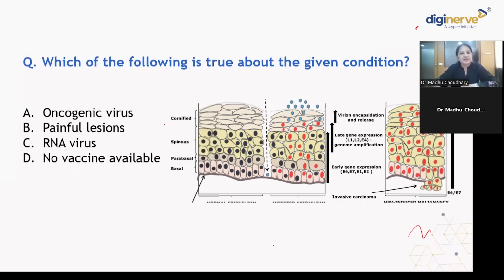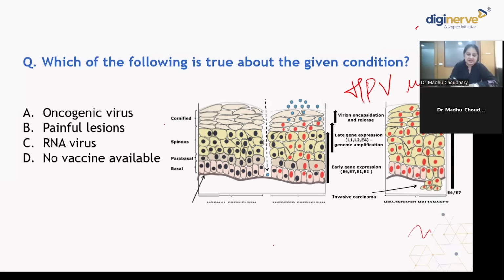Which of the following is true about the given condition? Now, I'm not sure if this picture was exactly given the way we have tried to simulate it, but I have heard some students also mentioning that there was mention of loss of rete ridges in the question, thinning of the epidermis, and most probably it is a case of HPV infection. So let's see what are the true options given for HPV.